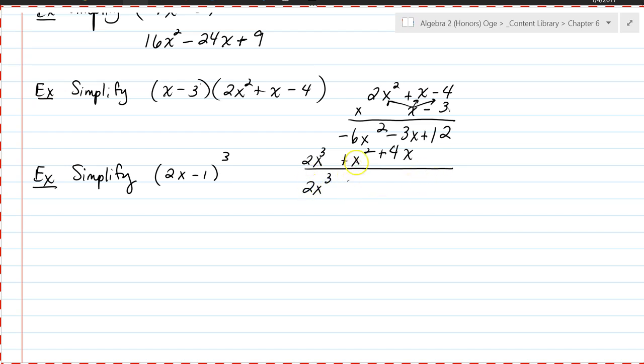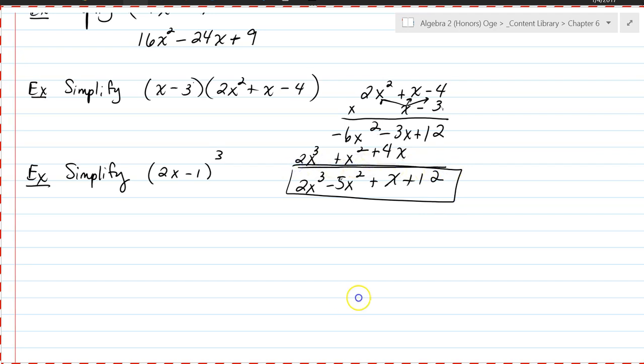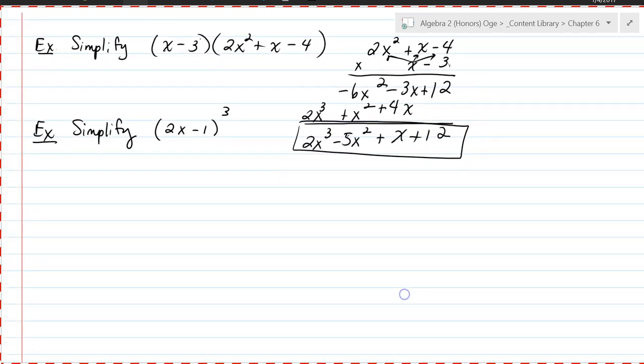So I have 2x cubed. Negative 6x squared plus x squared is negative 5x squared. Negative 3x plus 4x is x. Plus 12. And that's it. Okay? And then we have one more.